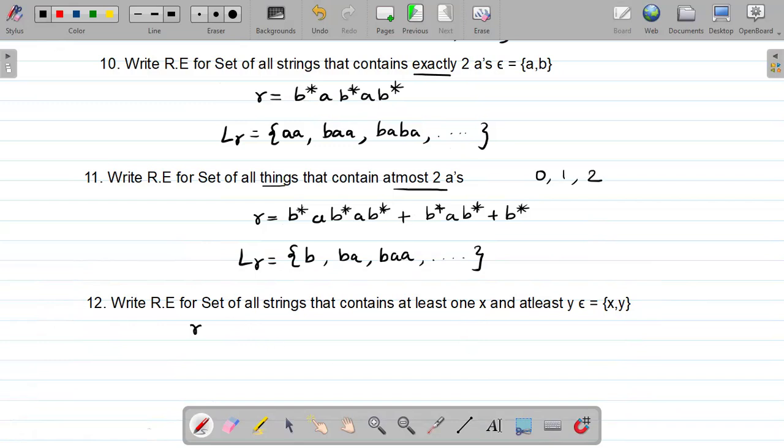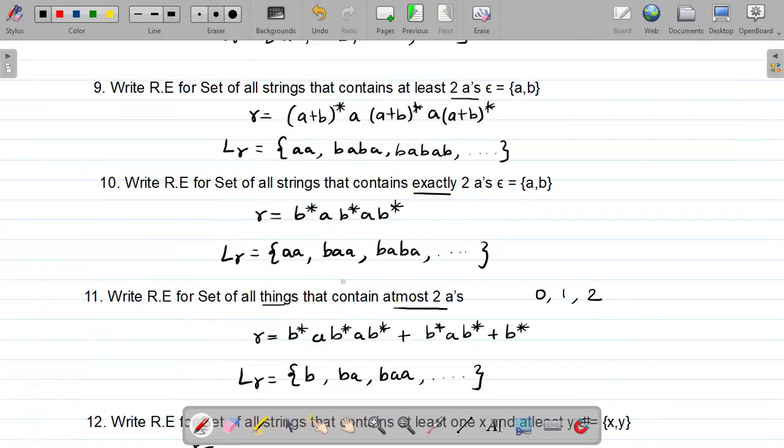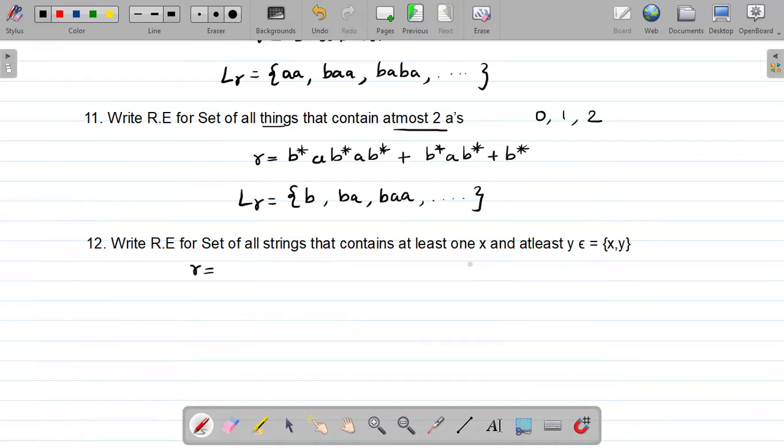So for the regular expression, in the previous case we were having at least two A's. Here we are having at least one X and at least one Y. So instead of (A plus B) the whole star, we will have (X plus Y) the whole star followed by X, then (X plus Y) the whole star followed by Y and (X plus Y) the whole star.